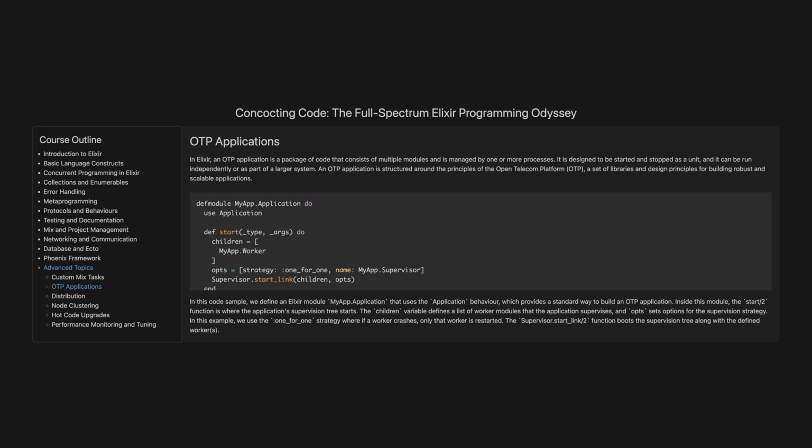In this code sample, we define an Elixir module MyApp.Application that uses the Application behavior, which provides a standard way to build an OTP application. Inside this module, the start/2 function is where the application's supervision tree starts. The children variable defines a list of worker modules that the application supervises, and opts sets options for the supervision strategy. In this example, we use the one-for-one strategy, where if a worker crashes, only that worker is restarted. The Supervisor.start_link/2 function boots the supervision tree along with the defined workers.